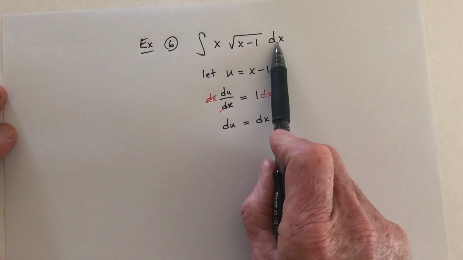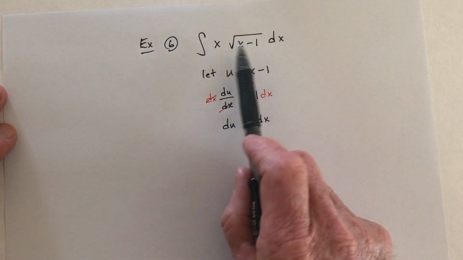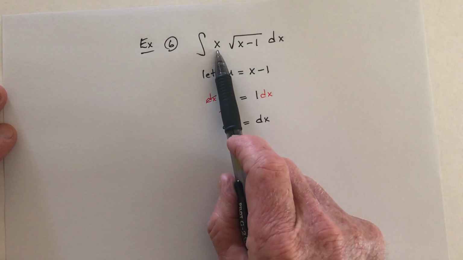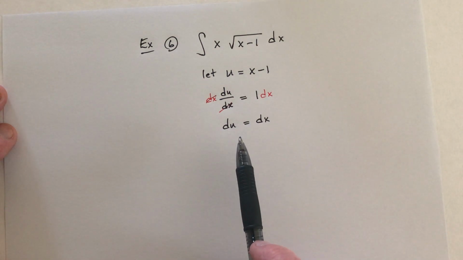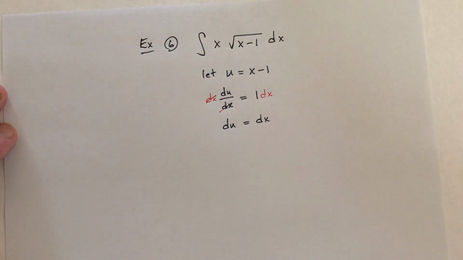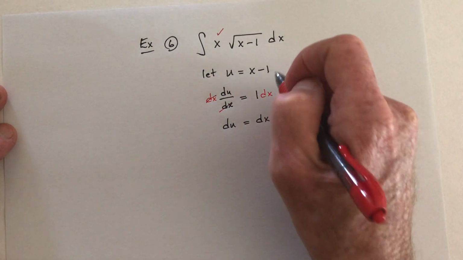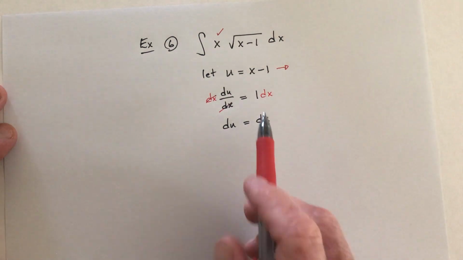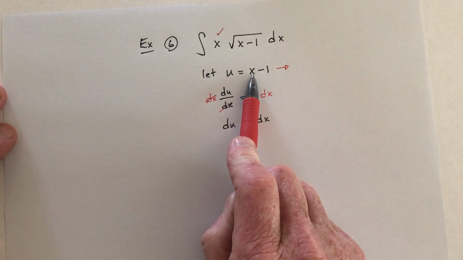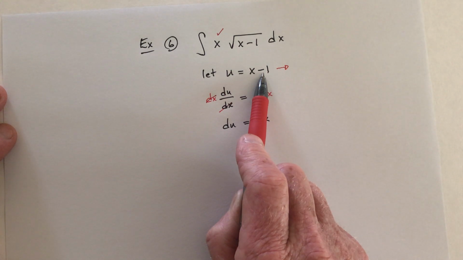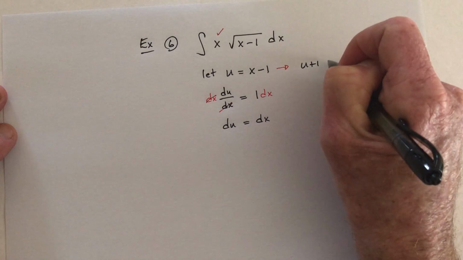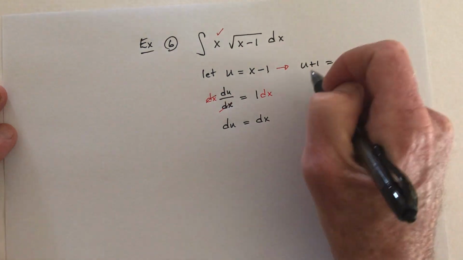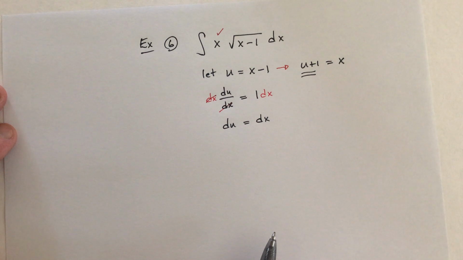But once I have this as du and this the square root of u, I can't have an x in there. So when you do u substitution, you change everything from x's to u's. So that's why this one requires a little more algebra. So because of this extra x, I need to do some algebra right here and solve for x. So in order to do that, just add 1 to both sides, and that's going to leave u plus 1 on the left side. And then that means that extra x gets replaced with a u plus 1.